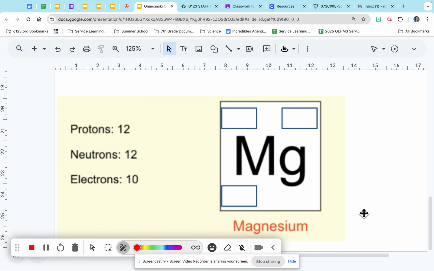Okay, the last one is magnesium. Remember, protons tell us what element we have. So magnesium is the 12th element on the periodic table. So we have 12 protons. To get the mass, mass is in the middle. Protons plus neutrons. 12 plus 12 is 24.